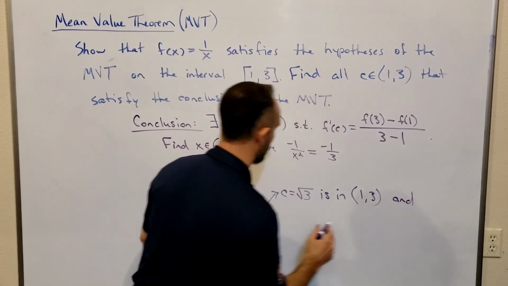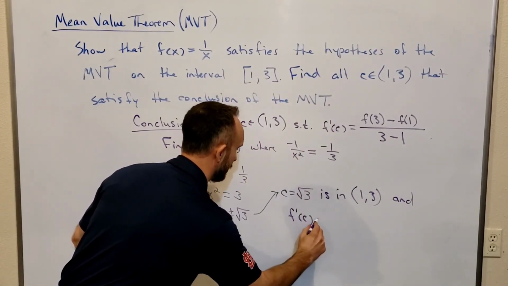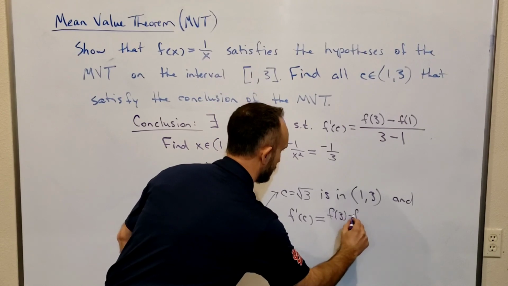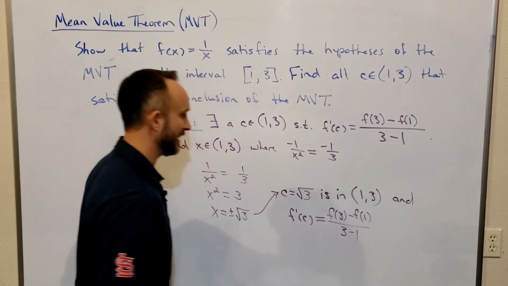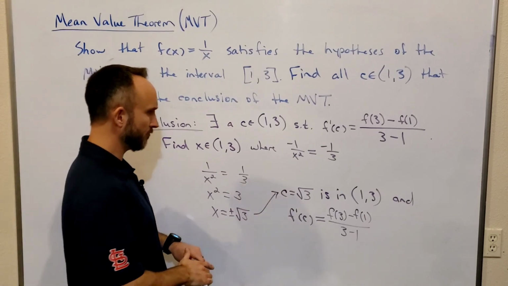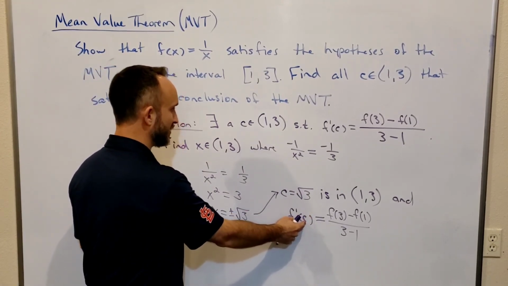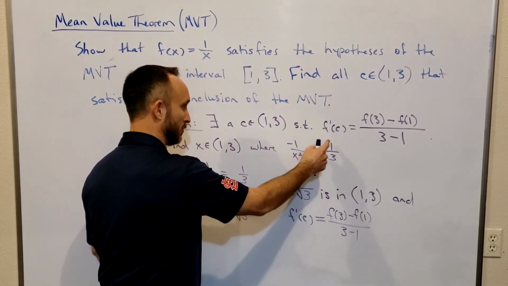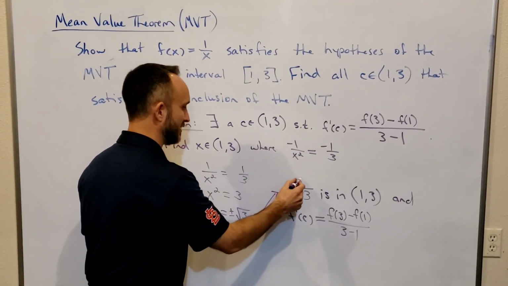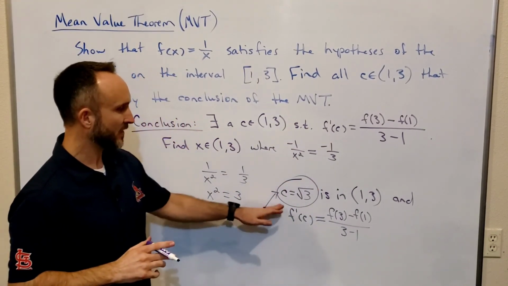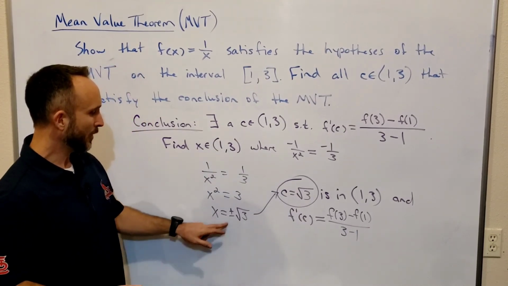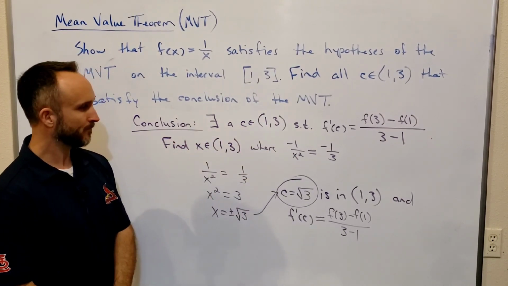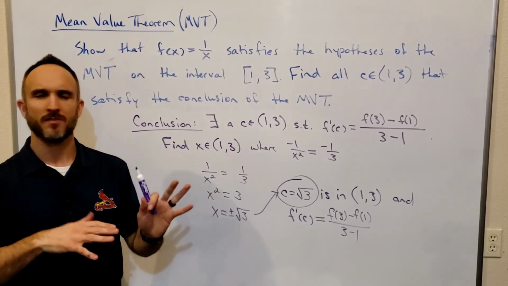And if I look at f prime of c, I know that that's going to equal this secant line slope because I set it up to do so. So if you plug the square root of 3 into the derivative formula, you're going to get negative 1/3. And we already know that the secant line slope is negative 1/3 also. So this is the c value that satisfies the conclusion of the mean value theorem. And we only kept the one c value that was in the open interval that was specified. So that's an application of the mean value theorem, very similar to Rolle's theorem.